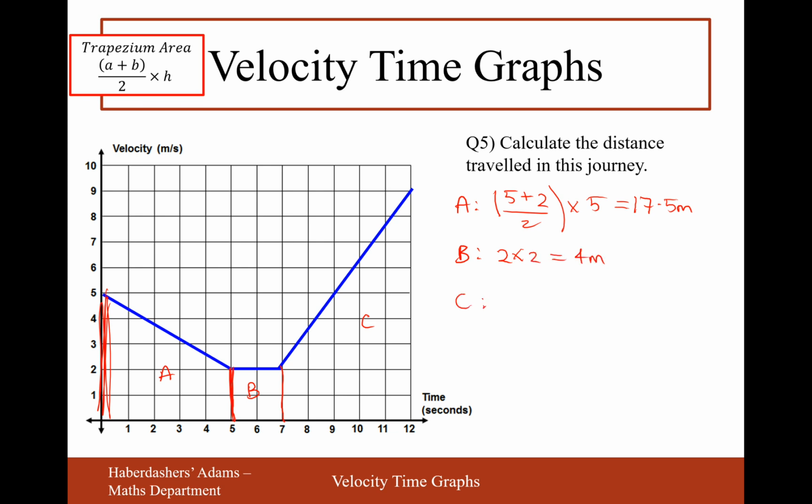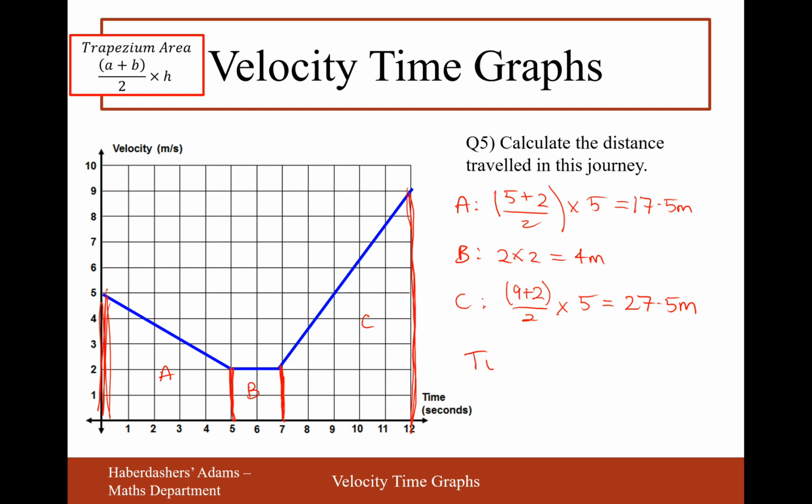In section C, it's going to have a height on this side of 2, a height on this side of 9. So that's going to be 9 plus 2 divided by 2, times by the width of the bar, which is 5 seconds. So 9 plus 2 divided by 2, and then times that by 5, that gives us 27.5.